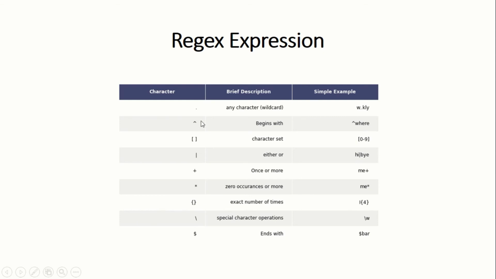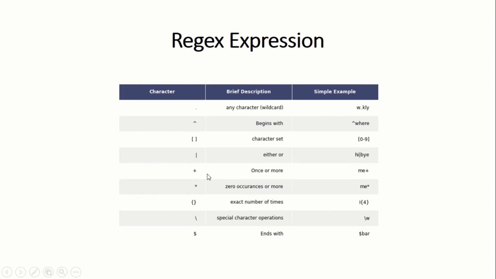Then the caret symbol indicates the beginning. So if you want to check whether a pattern begins with WHERE, then you can use the caret symbol. If you want to check whether your pattern includes any character from a set of alphabets or a set of numbers, it can be given within square brackets, like 0 to 9. If you have a pattern with either-or, here you can see your pattern should begin with HI or it should begin with BY. So for or, you can use the pipe symbol.